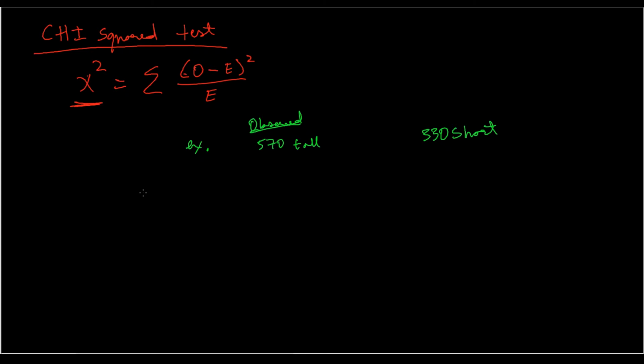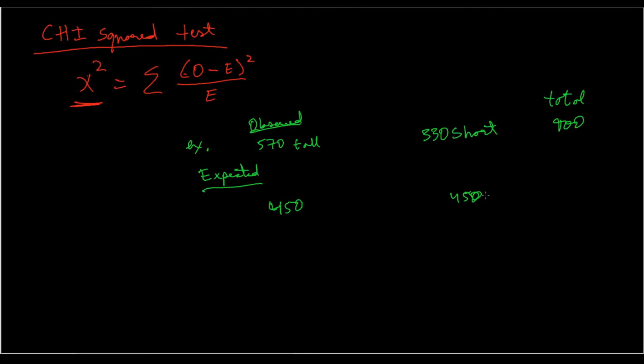Take out your calculator. You would add 570 plus 330, which gives you 900. So the total is 900 people. Out of the 900, the expected value would be 450 and 450.